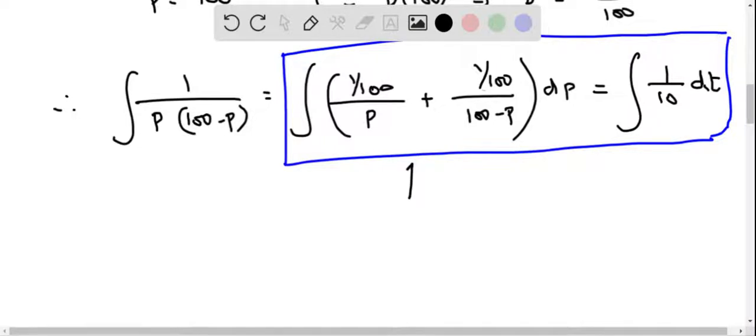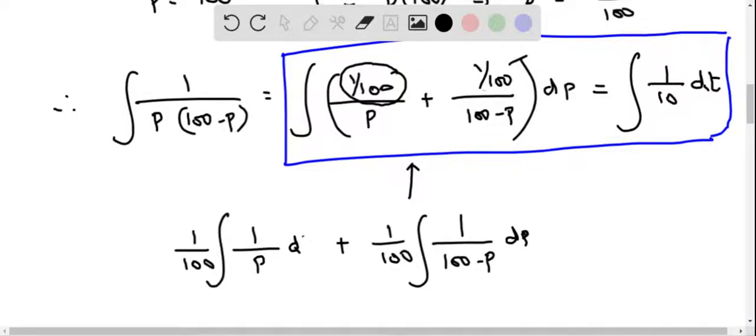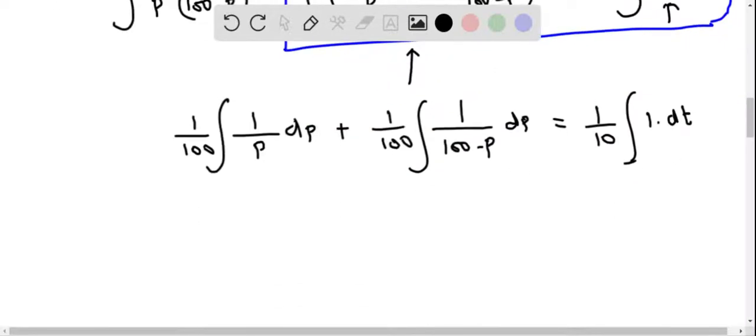I'm going to write this as a sum of two integrals. The first one will be this 1 by 100, which is a constant that we can factor out of the integral, and then we have to integrate only 1 over p dp. And similarly for the second one, I can factor out the 1 over 100 and then integrate only 1 over 100 minus p, and this is dp. This one is dp, not dt, since we integrate with respect to p. And on the right side, we can factor out this 1 over 10, and then we have to integrate only dt, or just 1 dt. Now let's integrate.